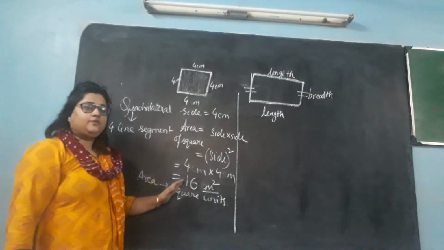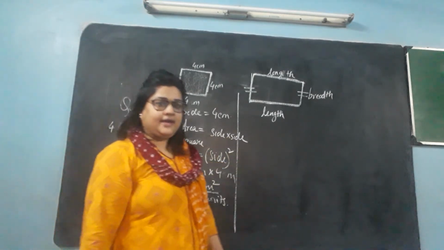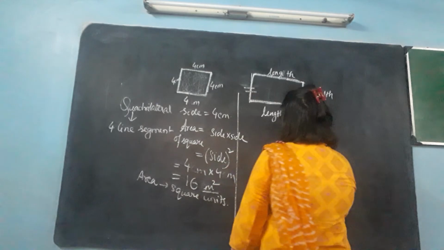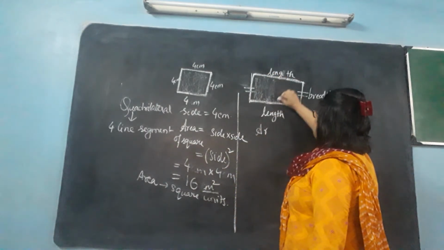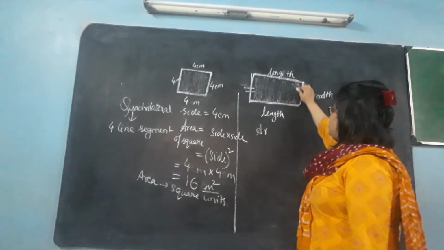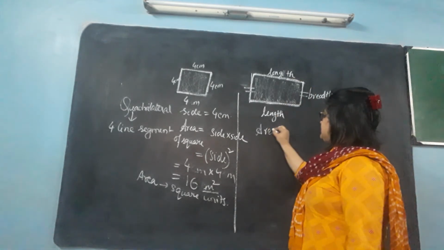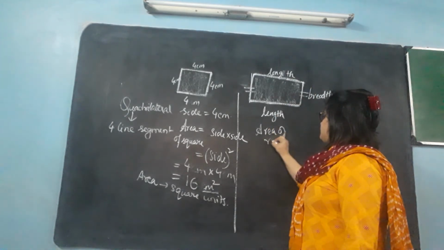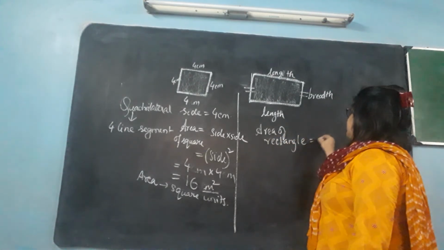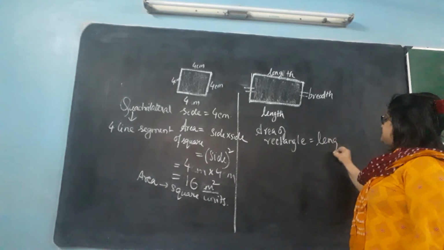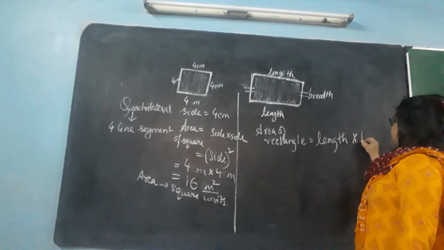Now we will find the area of a rectangle. How to find the area of a rectangle? So if I want to know what is the space inside this geometrical figure whose shape is a rectangle, the area of a rectangle is given by the formula length into breadth.